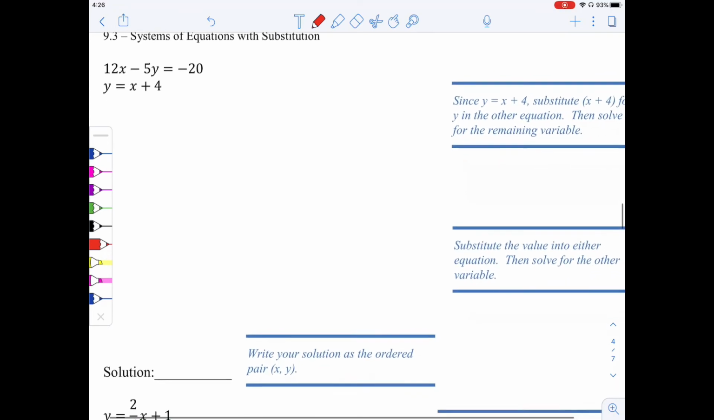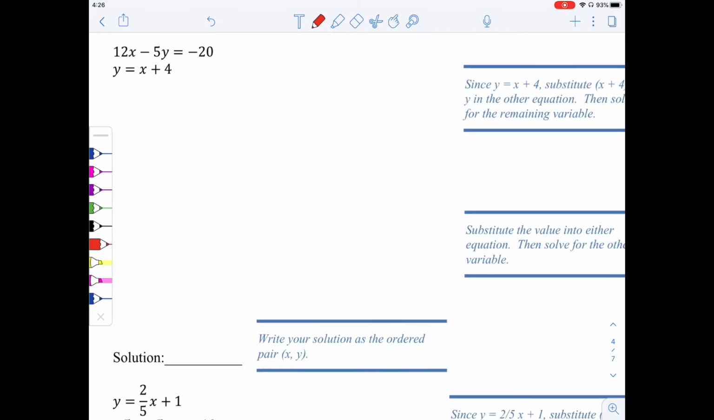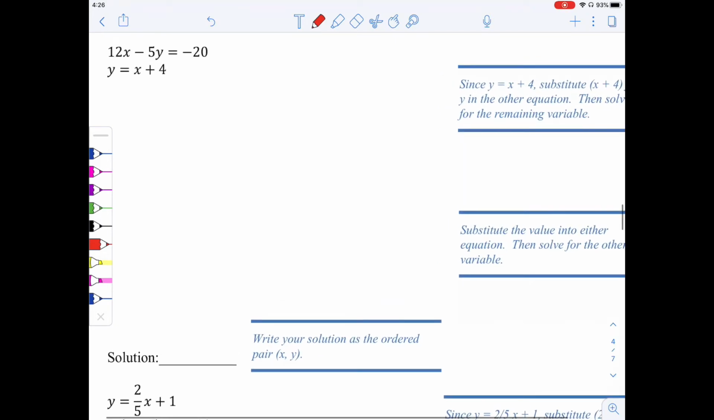Okay, let's do another one. Okay, so now they give us y equals x plus 4. That's the one we're looking at. All right, so we're going to take that x plus 4, and since it was equal to y, we're going to sub this for y. All right, so we're going to put this right there. So we're going to substitute x plus 4 in parentheses for y. That entire thing. Yeah, so remember, put the parentheses.